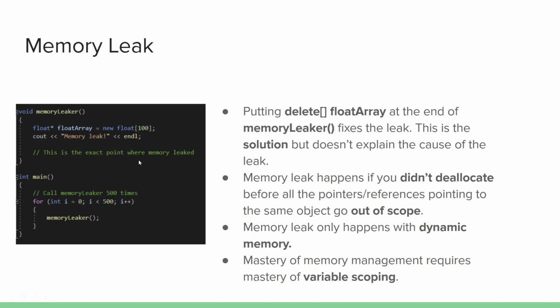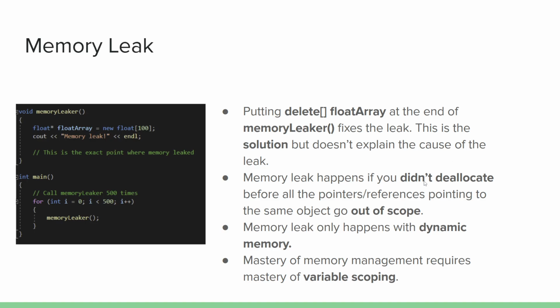So if you try to call this, it creates 500 times 100, which is 5,000... 50,000. It created 50,000 slots open for these new floats. And the thing is, we never deleted it. And what if you have multiple calls of this? You're going to be using so much memory and none of it is being deleted. So this is a solution but doesn't explain the cause of the leak.